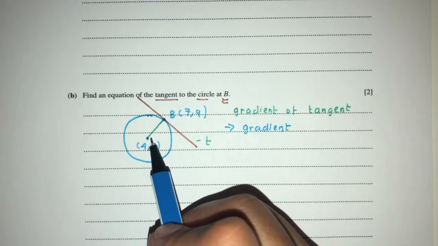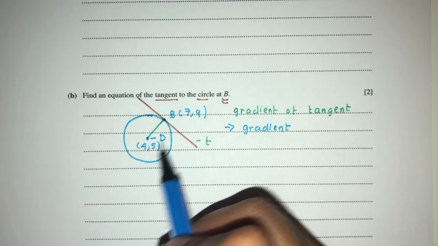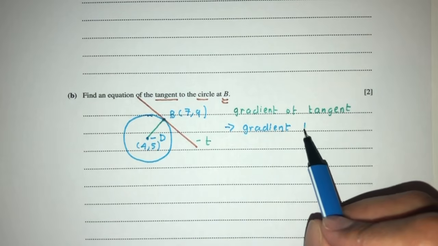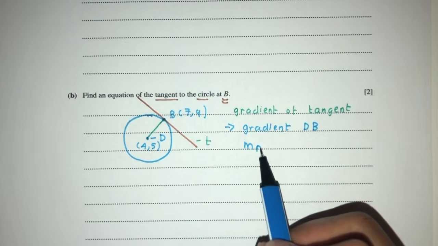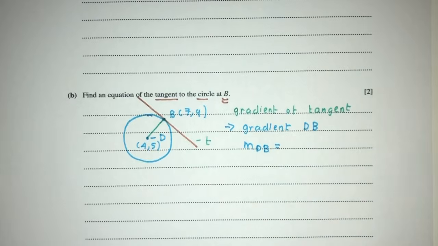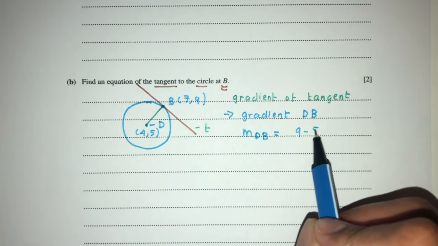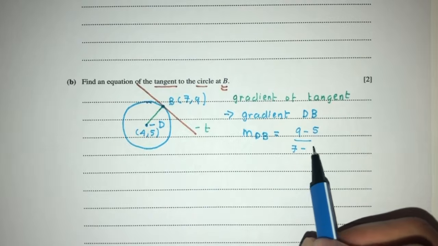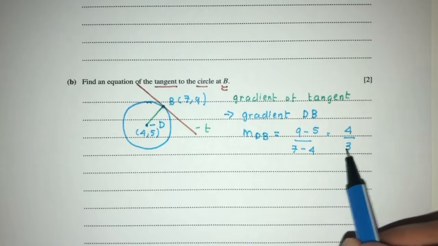Let's call this point D. So we have to first find the gradient of DB. How would you find this? Let's find m DB. Using the formula y2 minus y1 over x2 minus x1, that will give you 9 minus 5 over 7 minus 4, which will be 4 over 3.